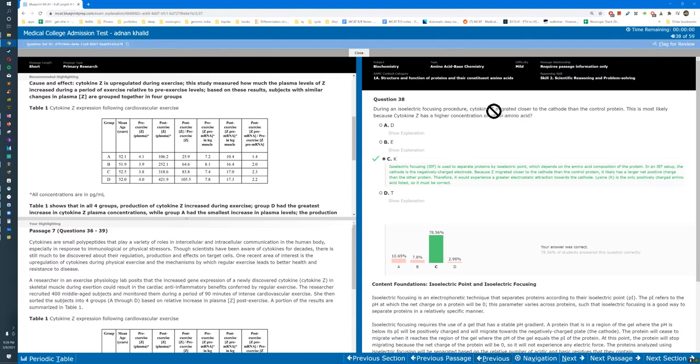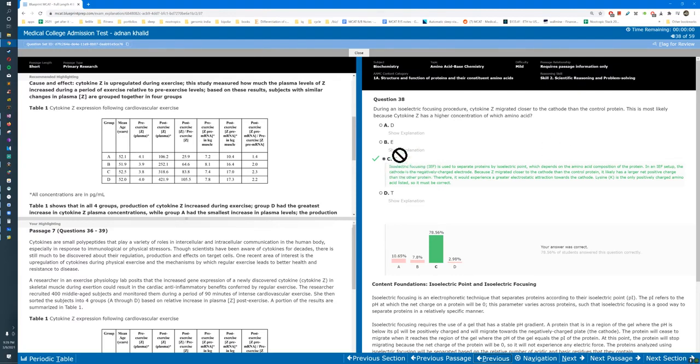Okay, if it migrated closer to the cathode, which is positive, it's going to be something that's negative. So we're going to look for... Oh, I forgot. All this gel stuff uses electrolytic cells, so it's the opposite way. So it's the one that's positive. I just look for what's different.